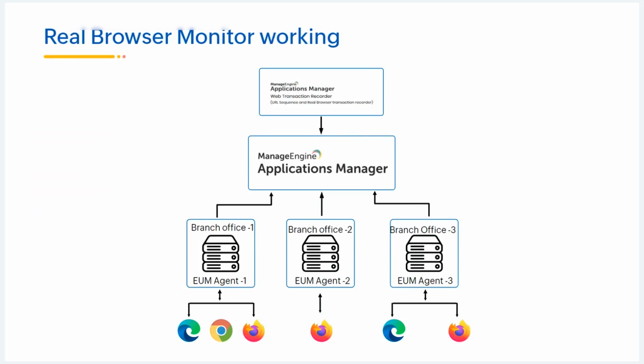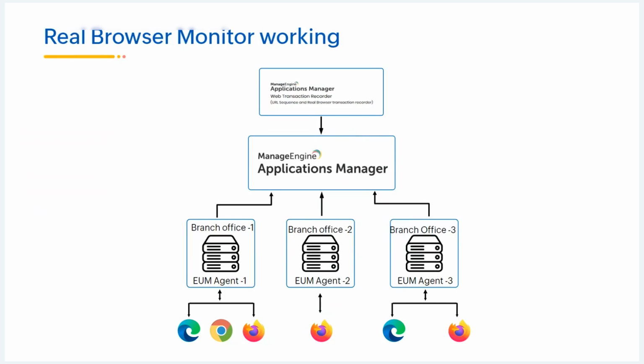First, you need to install the end user monitoring agent in all your branch offices. Next, you can record the process of filling out and submitting the form in your main office. The same transaction will be executed in the branch offices using these agents, which will send the data back to Applications Manager. So this setup allows you to verify that the workflow operates smoothly and error-free across all the branch office locations.